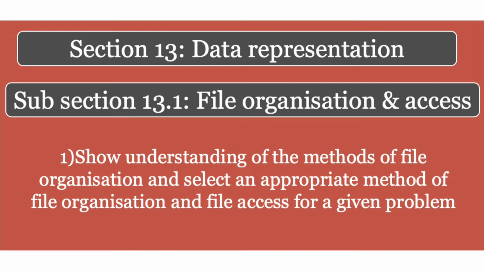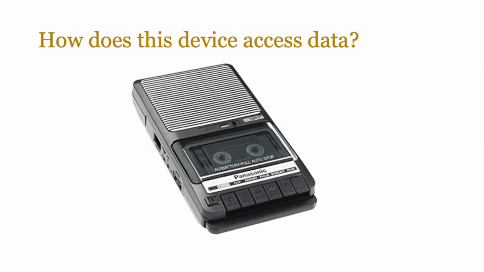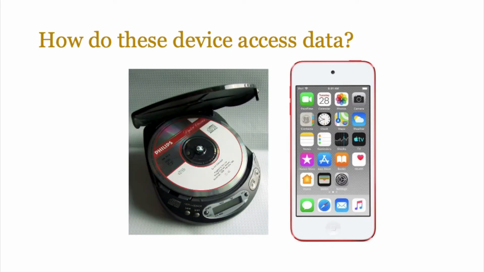So let's test your knowledge about how different devices access data. Start with this one. Well, hopefully you've said this is a magnetic tape. So that means the tape plays in one direction and you have to go through every single thing. So it's more or less a serial mechanism of accessing data. What about these two?